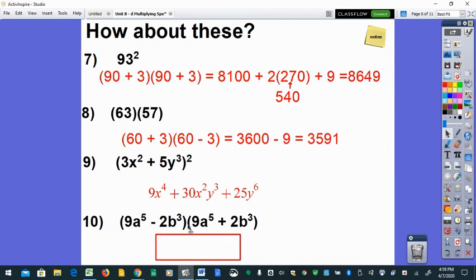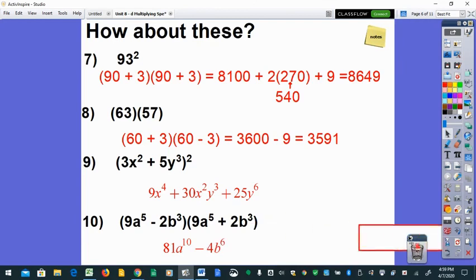9a to the fifth times 9a to the fifth. We're going to square that and get 81a to the 10th, because when we multiply, remember, we add the exponents. And then I'm going to square the guy out in the back. 2 squared is 4, and b to the 3rd squared would be to the 6th, and there'll be a subtraction in between. No middle term, because you've got 1, the outer is positive, and 1, the inner is negative, and they basically cancel each other out.